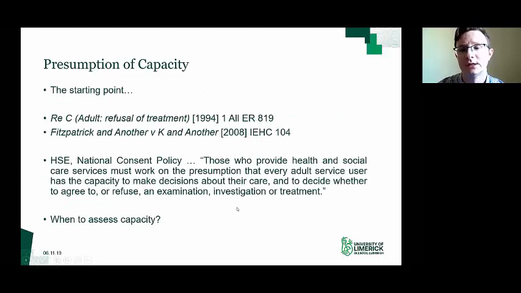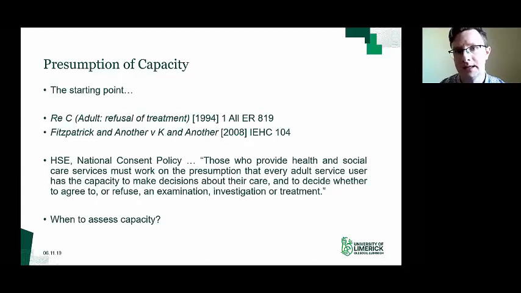So what I want to set out is really some of the basic principles relating to capacity, issues around advanced healthcare directives and DNARs. Our starting point here is that there's a presumption of capacity. So if you're engaging in advanced care planning, you assume the individual has capacity. This is, however, a rebuttable presumption. We see the recognition of presumption of capacity, first off in a case of Re C, an English case, but then we see a recognition of it in Ireland very clearly, and we'll see it in the next slides, in the case of Fitzpatrick and Kay from 2008, where that presumption of capacity is recognised.